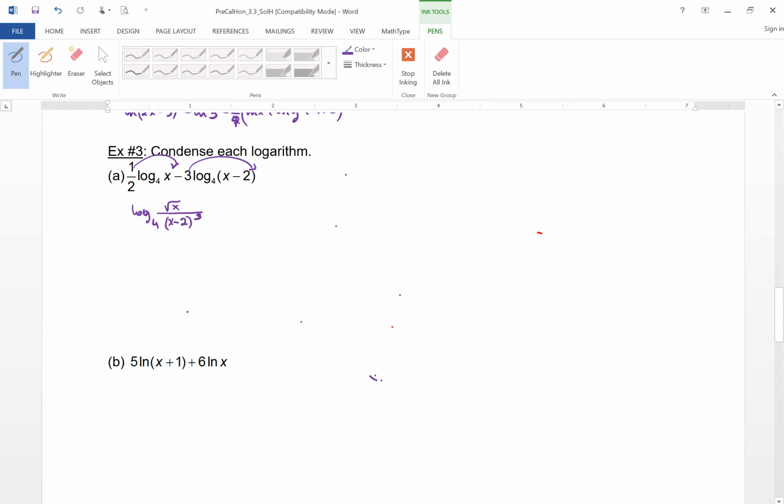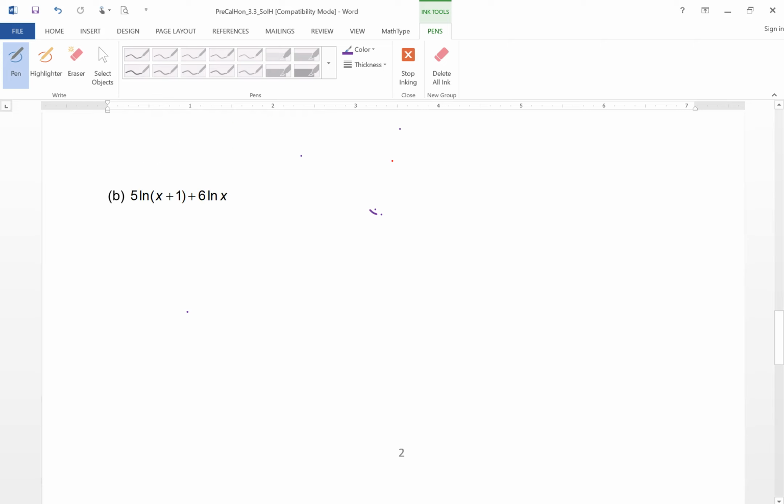Okay, so this next one, right? Who wants to help me out with this next one? You make it ln x plus 1 to the 5th plus ln x to the 6th. Ln x to the power of 6. So it's ln x plus 1 to the 5th plus ln of x to the 6th. Then what? This was distributed. I don't know what the group was before. So who can?